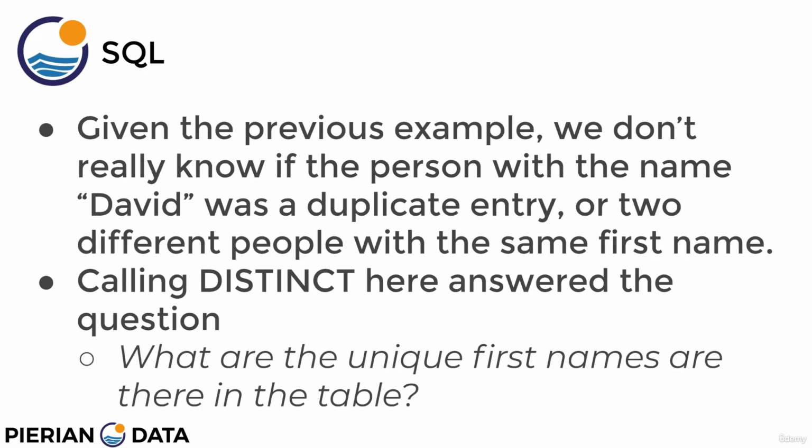Keep in mind that given the previous example, we don't really know if the person of the name David was a duplicate entry who happened to change their color choice later on as the same person, or if it was two different people that happened to have the same first name. Calling distinct on this particular column just answers the question, what are the unique first names that are there in that table or in that column?